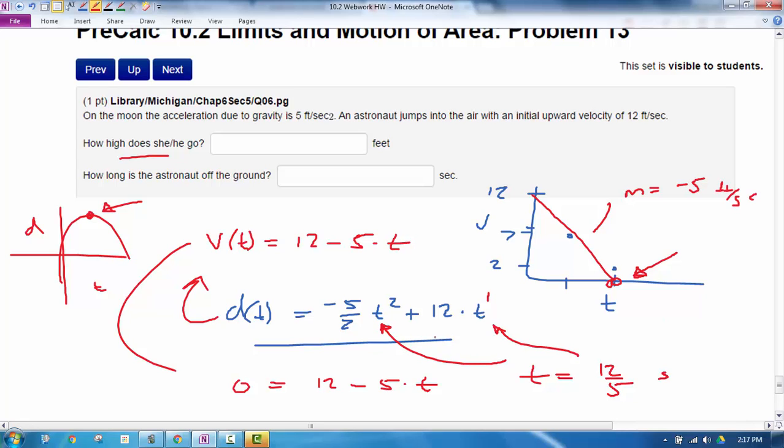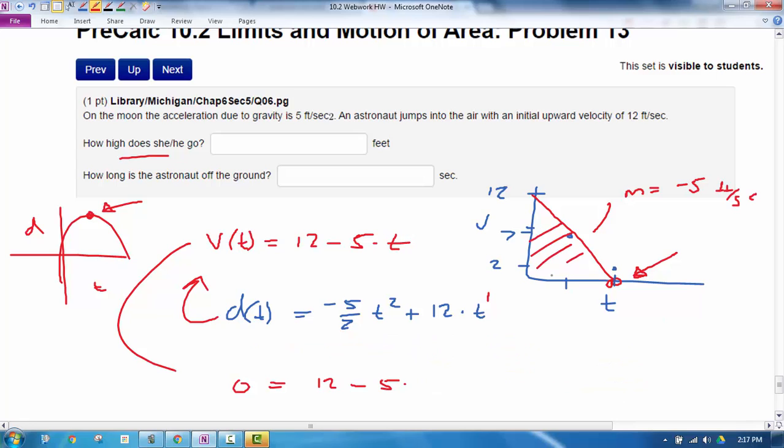Another easier way to do it would be to go ahead and plug in 12/5 right here and find the area underneath that curve, because the area underneath the curve is the distance that's traveled in that amount of time. So it'd be 1/2 base of 12/5 times the height of 12. And that gives us 14.4, and they've got the units here for us, feet.